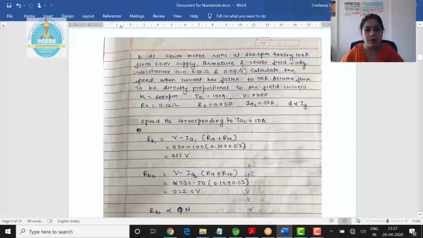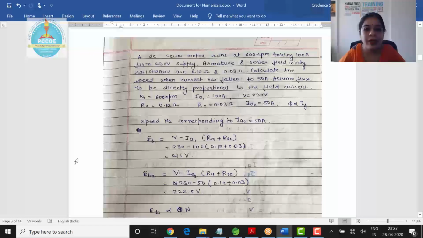A DC series motor runs at 600 rpm taking 100 ampere from a 230 volt supply. Armature and series field winding resistances are 0.12 ohm and 0.03 ohm. Calculate the speed when current has fallen to 50 ampere. Assume flux to be directly proportional to the field current. Here, what is the last sentence given? Assume flux is directly proportional to the field current. It is already understood as it is a series motor.